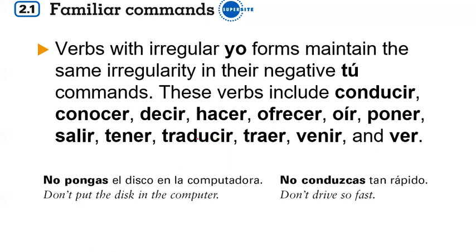Traduce, the affirmative. The negative would be no traduzcas, because the yo form is traduzco. Traer is regular in the affirmative, which is just trae, T-R-A-E. And then the negative from traigo, T-R-A-I-G-O in the yo form, drop the O, add the opposite ending, which is an A plus S: no traigas. Venir is ven, and no vengas, because it's coming from vengo. And then ver is ve and no veas. Veas, because the yo form is veo, drop the O, opposite ending S: veas.